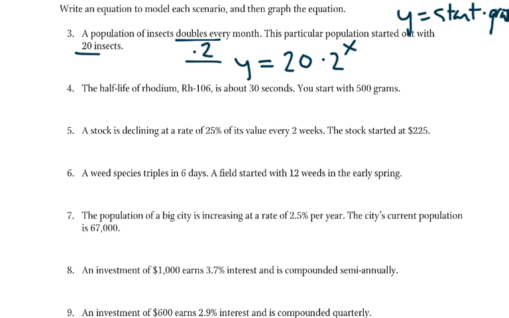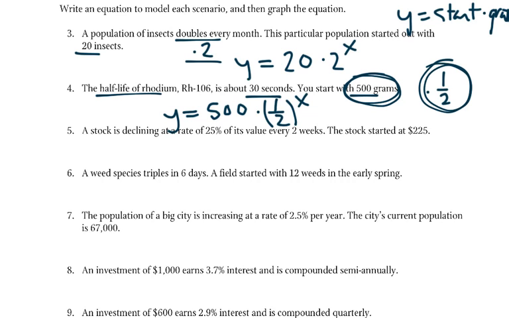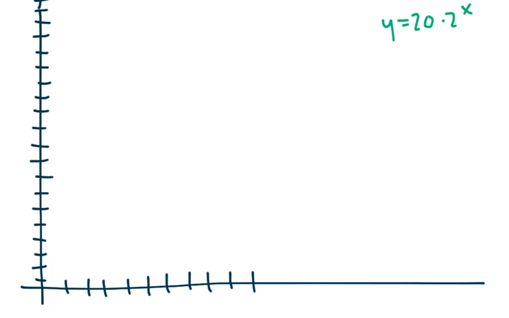Now the next one, the half-life of rhodium-106, is about 30 seconds. So every 30 seconds it cuts in half. That's what half-life means. So we're multiplying by a half. That's our growth here. It's dividing by 2, but we call it multiplying by a half. We start with 500 grams. So y equals 500 grams times 1/2 to the x, because that's our growth. That's our starting point, that's our growth, and we take our growth to the x. That's how we do these ones. So y equals 500 times 1/2 to the x.